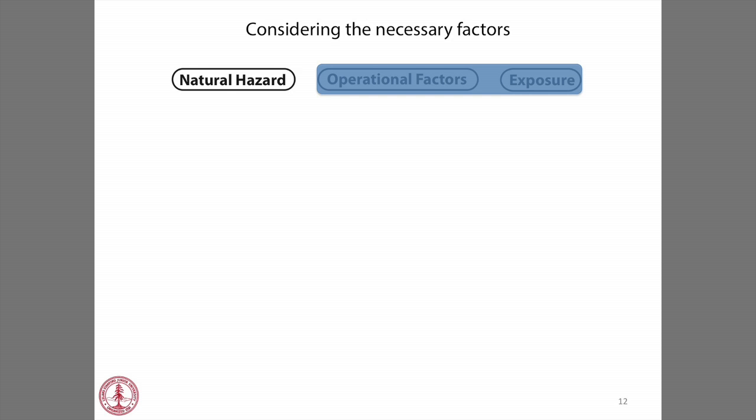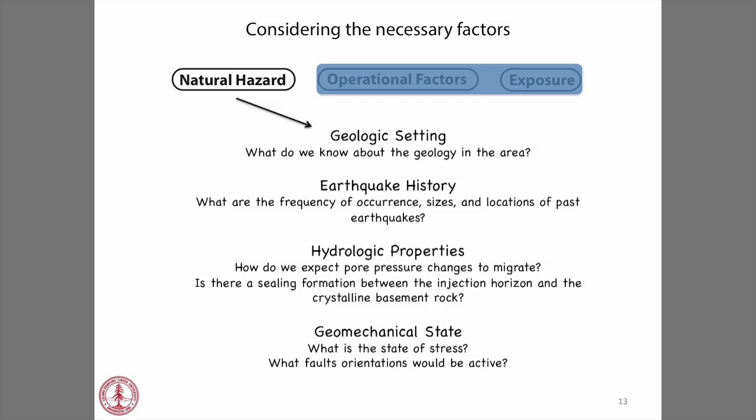So first, let's just look at the natural hazard, or the important information that one should consider when thinking about natural hazard. First is the geologic setting. So what do we know about the geology in the area, the particular formations, their porosity and permeability, or their ability to hold fluids and then allow those fluids to flow? As well as the earthquake history, so the frequencies of occurrence, sizes, and ground motions of the past events.